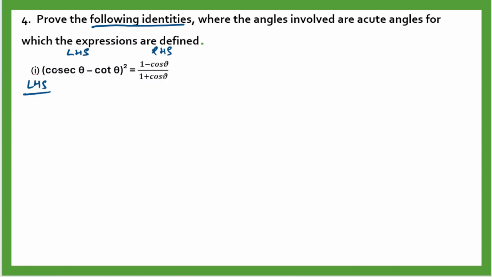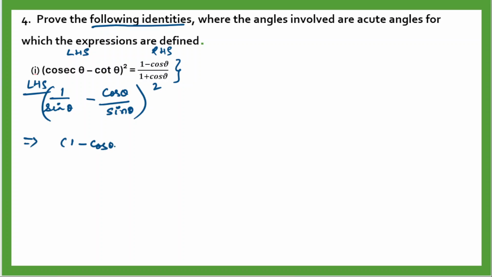What we have to do? We have to convert our left hand side into cos format, because in the right hand side cos is given to you. So try to convert it in cos format. 1 upon sin theta is cosec theta, minus cos theta divided by sin theta, whole square. You can write this because cot theta is equal to cos theta divided by sin theta. So you can write (1 minus cos theta) whole square divided by sin square theta.